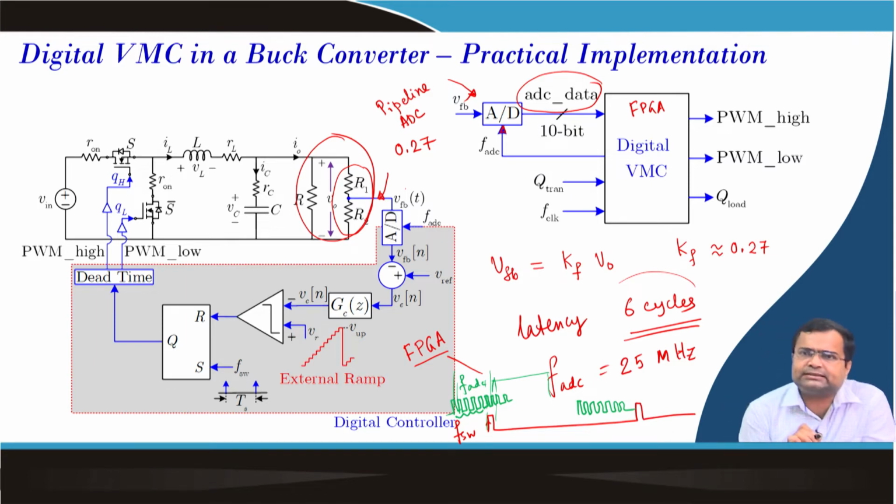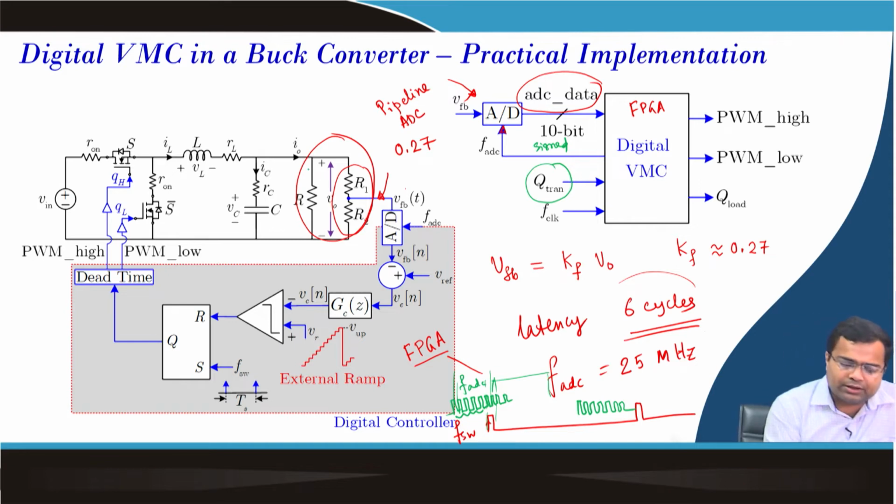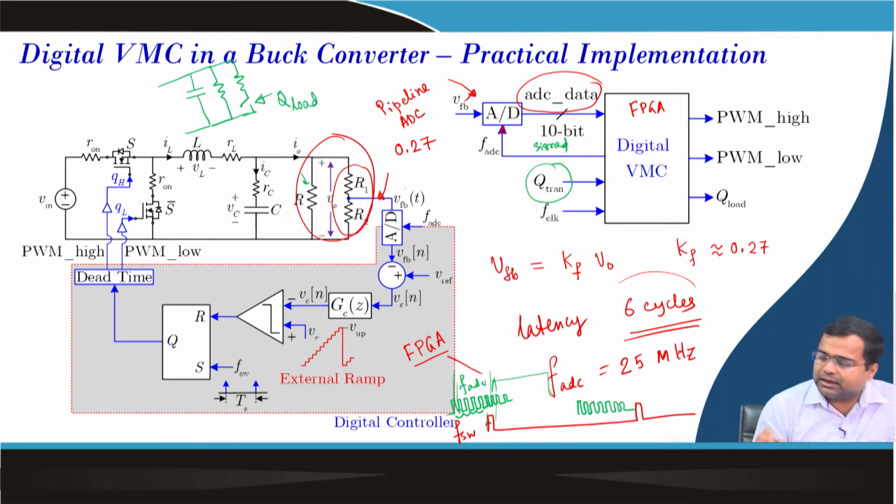The ADC data is 10-bit sine data. Now, here we are also making a transient. For the load, if we take the output capacitor, we are using a continuous load and we are also using a transient load. So, this signal we get is Q load, and that is the output.